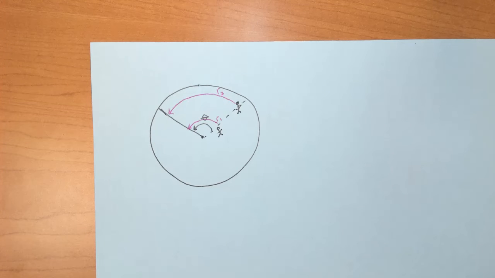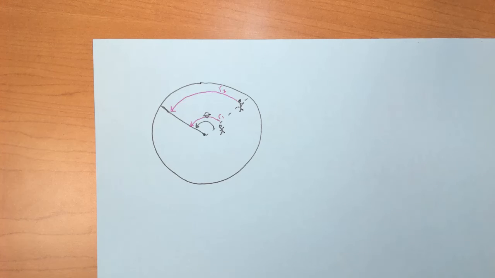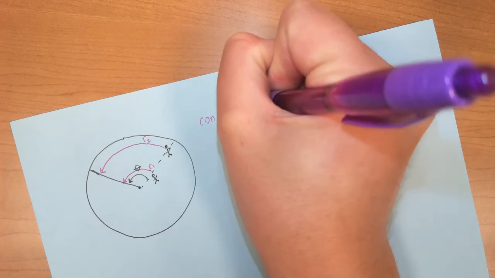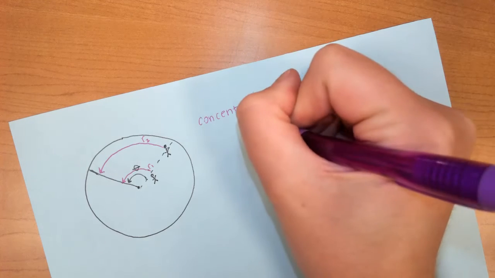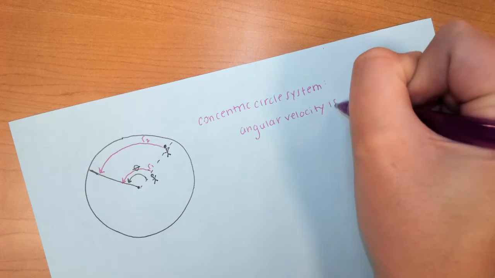It's a little confusing. We've got a little while to get really solid on this concept. But what we have to know is this: in a concentric circle system, which is what we're focusing on today, something called the angular velocity is going to be the same everywhere. That means that every single point on this circle is going to turn through that angle at the same exact time. So in a concentric circle system, angular velocity is the same everywhere.